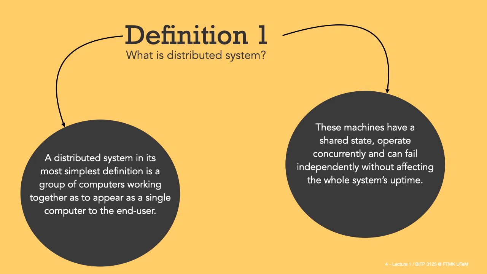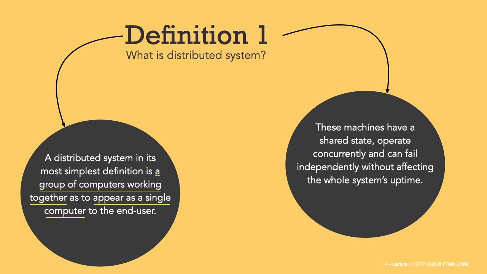It consists of two parts. The first part describes the organization of the distributed system, where it consists of a group of computers that are working together. From the end user's point of view, a group of these computers is perceived as a single computer.